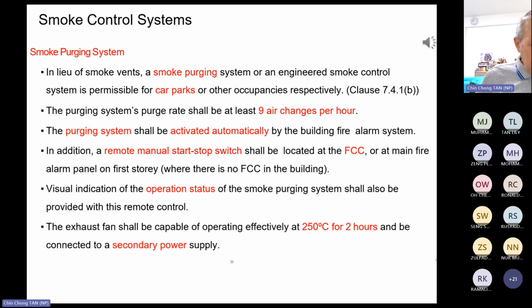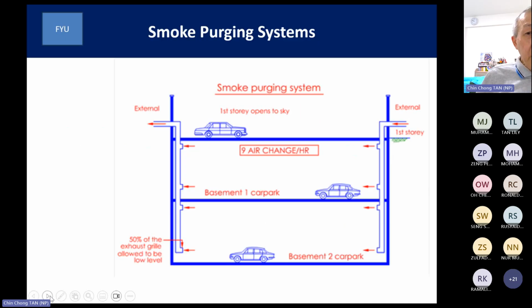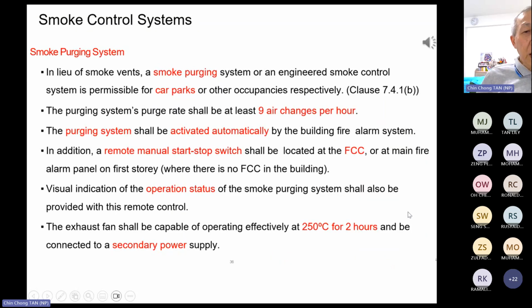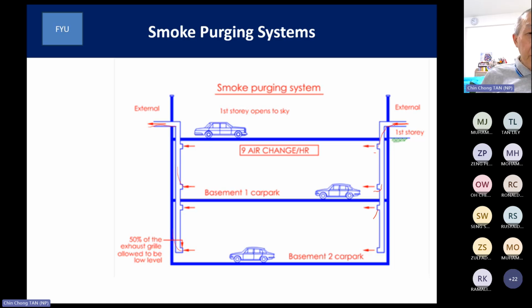It looks something like this, and you may wonder what's smoke purging. Smoke purging means air coming in here, then here we remove the smoke. 9 air change per hour, and normally used on car parks. And you must have a remote manual start stop switch in the FCC.